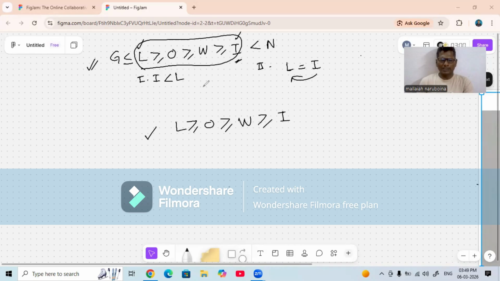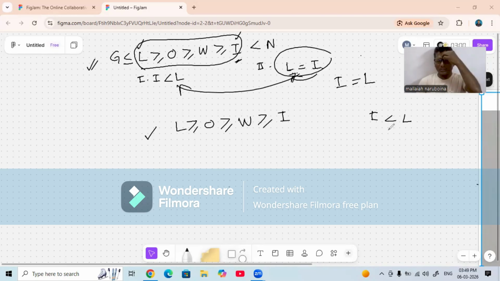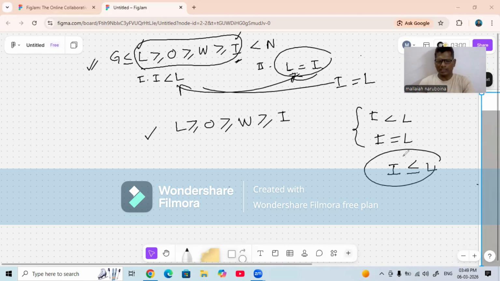See, if we combine these two conclusions, I and L. First conclusion is I and L given. Second conclusion is I is equal to L. You can write it L is equal to I, or I is equal to L. So I less than L and I is equal to L. These two can be written as I less than or equal to L. So I less than or equal to L we have to get from this.